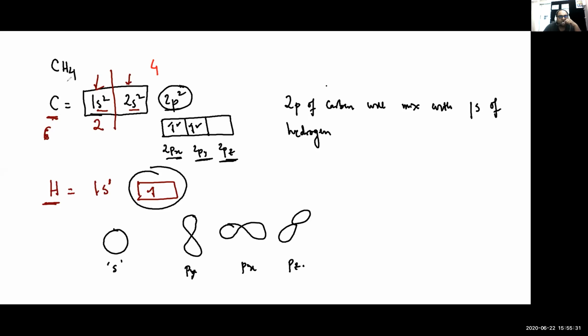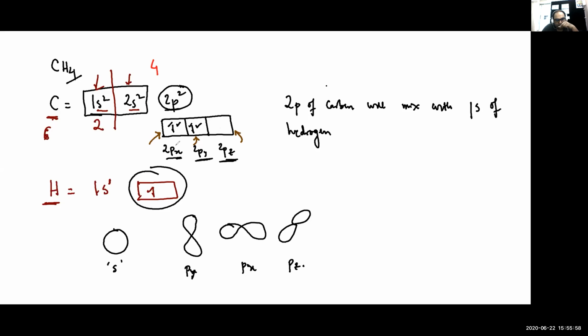And how many hydrogens need to be bonded? 4. So suppose here a hydrogen came, here a hydrogen came. Can hydrogen come here? No. Why not? Because it doesn't have any electron to pair with. Better, because it does not have any electrons. Okay, very good.